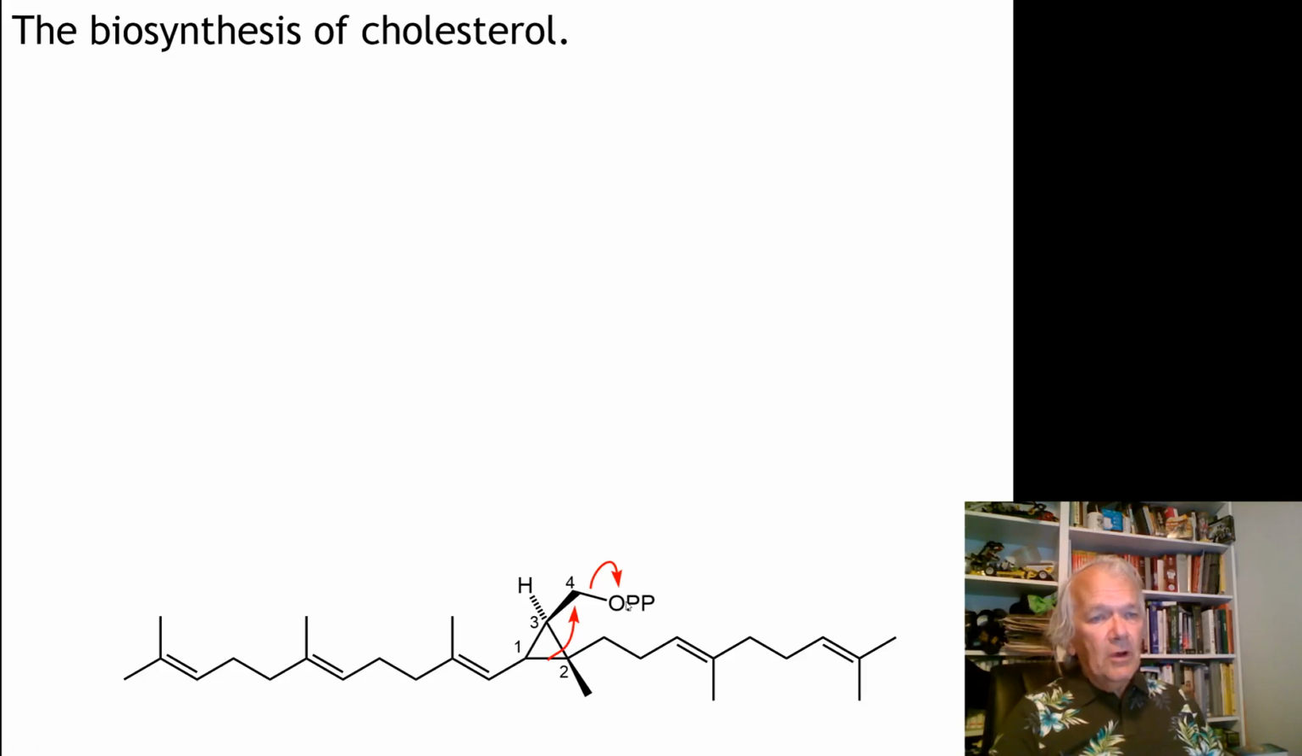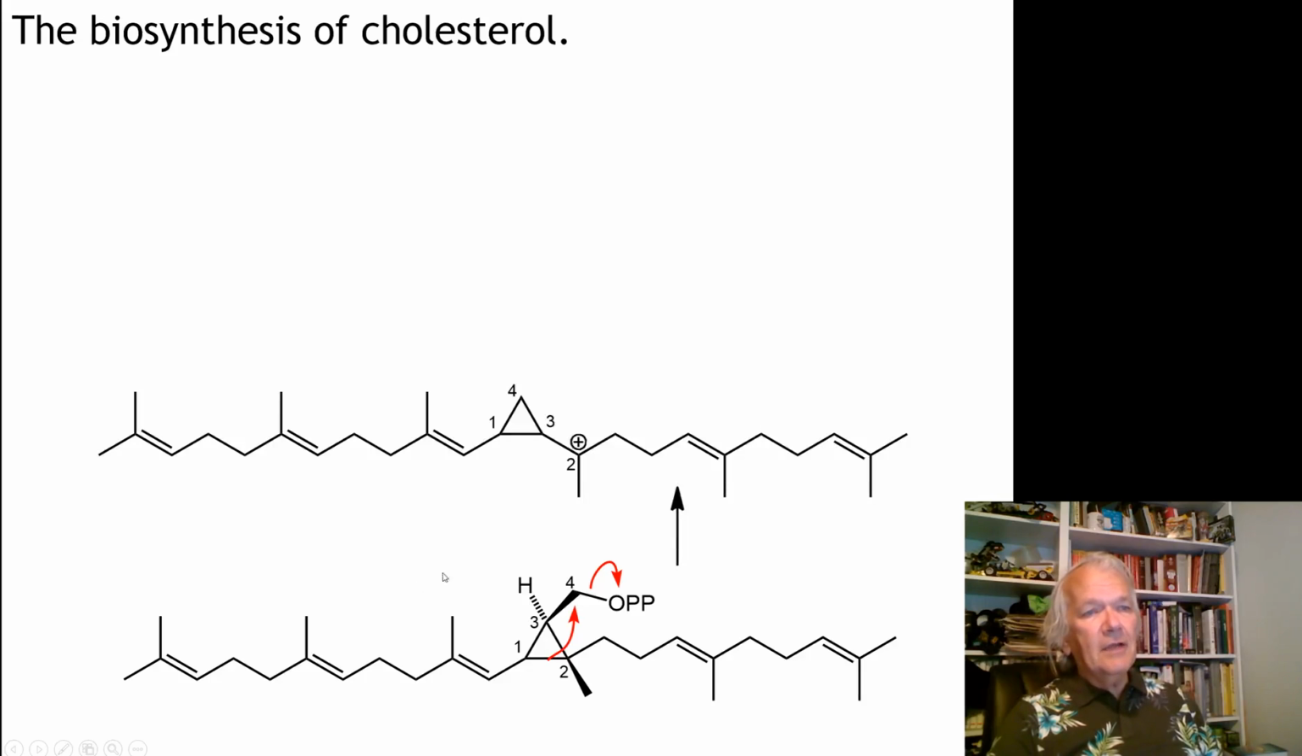Now, why does this work? Well, if the pyrophosphate just left, it would form a primary carbocation. But if you swing up this bond and kick it out, you form a tertiary carbocation. When this swings up, you're forming down here a tertiary carbocation. Sorry, I said allylic. This is confusing enough without me giving you wrong terms. But anyway, this bond swings up, you form a pure cyclopropane now, but you've got this cation over here.